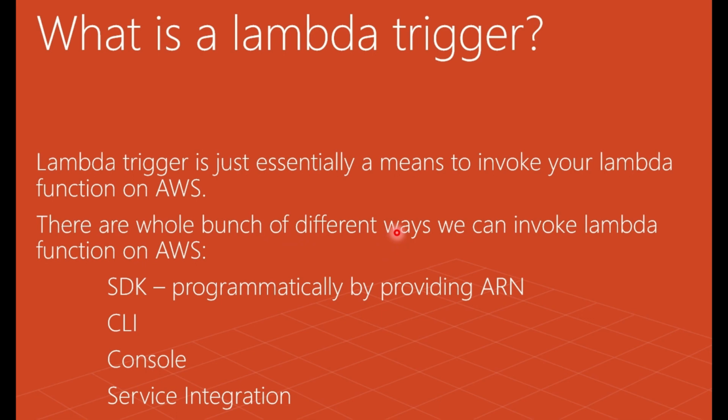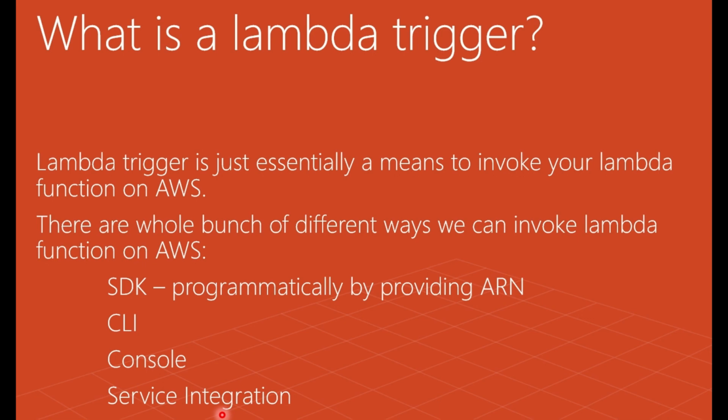You can do so programmatically through the SDK by providing the ARN and a whole bunch of configurations. You can do so through the command line interface or CLI to run a command against a lambda function with provided input. You can also invoke through AWS console. And finally, through service integration, which is the most important.